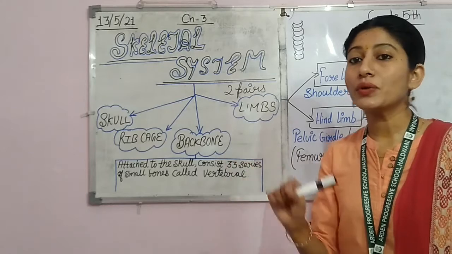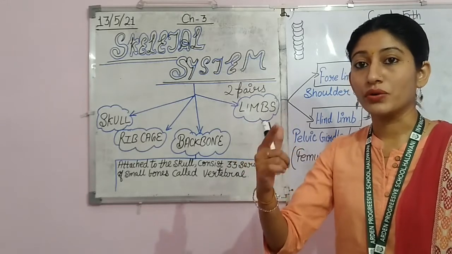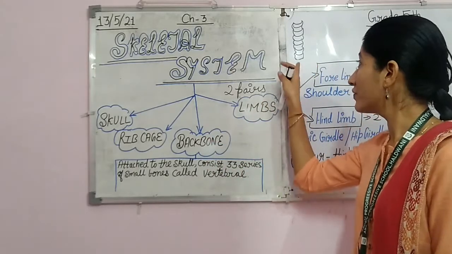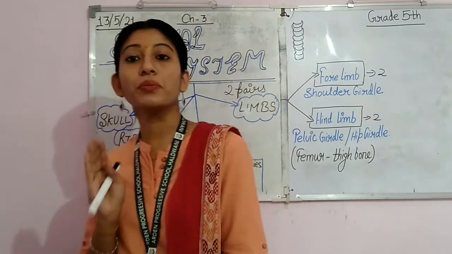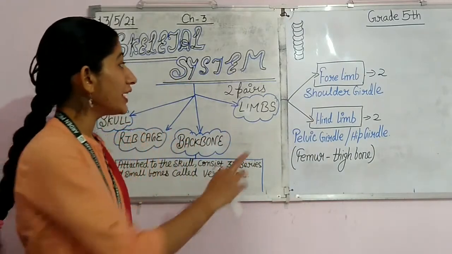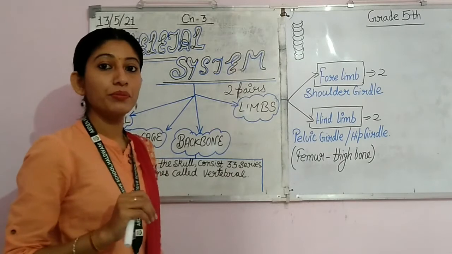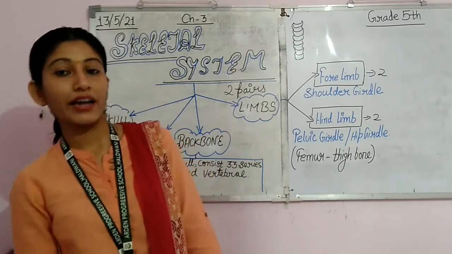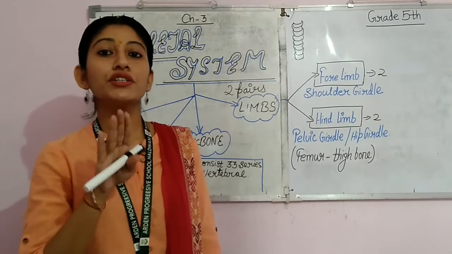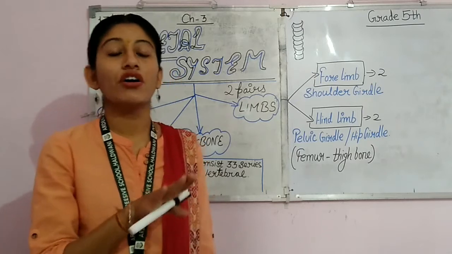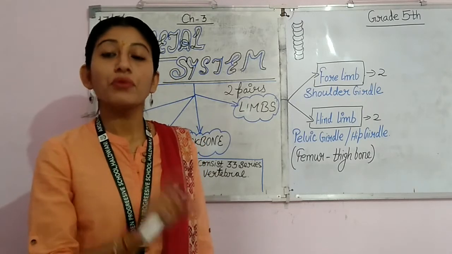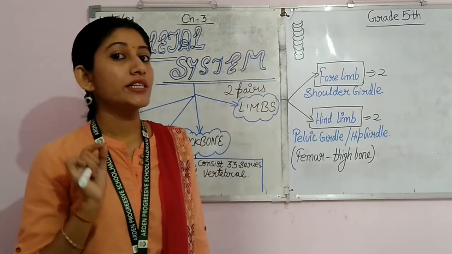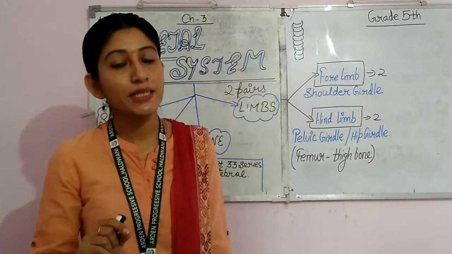They are connected to each other. Okay. And they are so flexible that with the help of these bones only we are able to make movements like forward, backward, left, right. All these movements are possible due to the flexibility of our backbone. And this backbone or vertebral column protects the spinal cord.